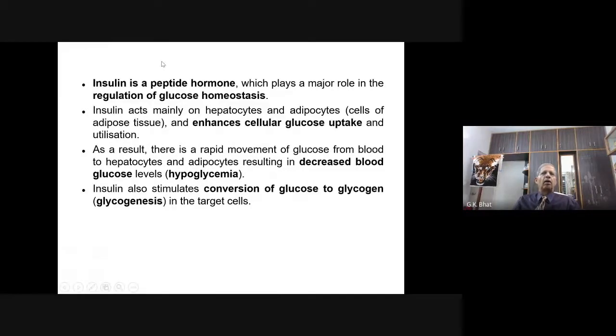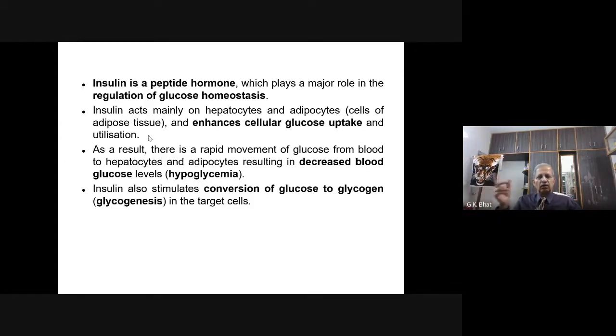We have beta cells to produce insulin. Insulin is a peptide hormone which plays a major role in the regulation of glucose homeostasis. Insulin acts mainly on hepatocytes and adipocytes, cells of adipose tissue, and enhances cellular glucose uptake and utilization. Whenever the glucose level in the blood rises after a meal, whatever glucose is required by the body cells will be taken up by those cells.